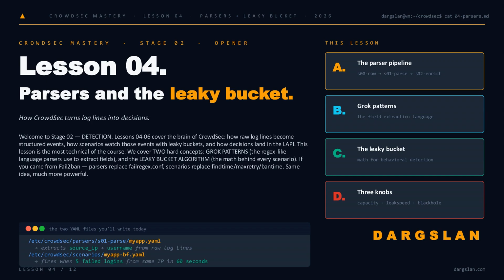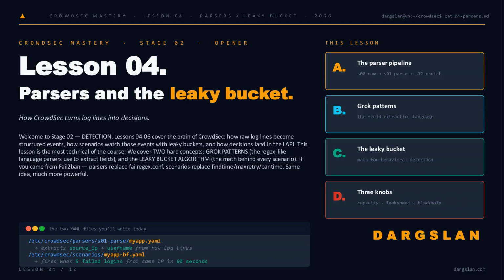Welcome to Lesson 04. This is where CrowdSec stops being magic and starts being mechanics. Stage 02 is all about detection, and over the next 3 lessons we'll trace a single log line all the way from disk to a stored decision in the LAPI. Today we tackle the 2 hardest concepts in the entire course: Grok patterns, the regex-like language parsers use to extract fields, and the Leaky bucket algorithm, the math behind every scenario.